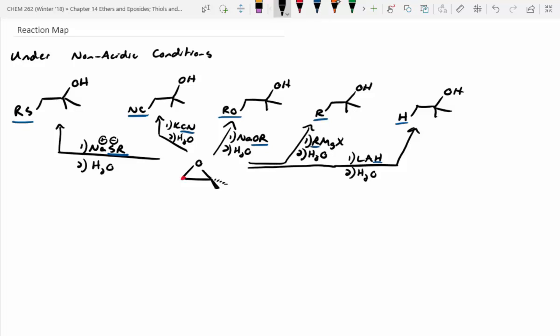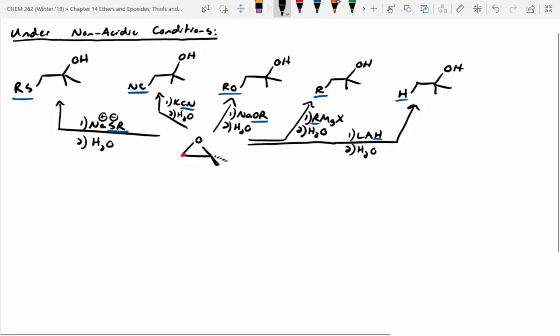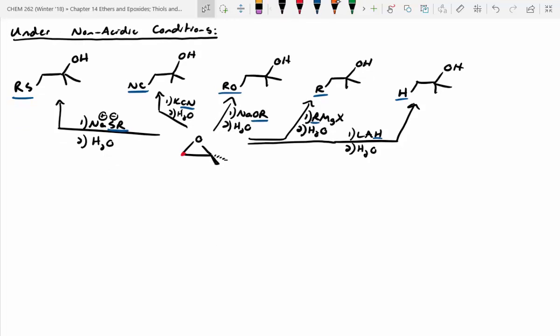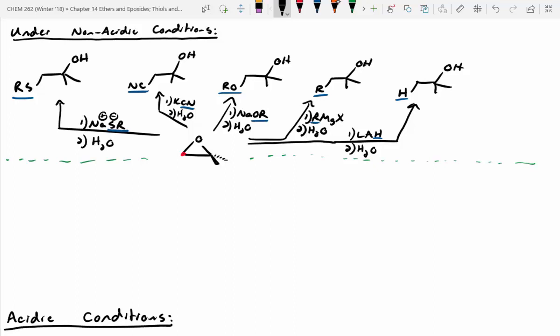All right, so this was one important half, the non-acidic conditions. However, we said we get completely different reactivity when we're dealing with acidic conditions. So what I'm going to do is cut this in half down here with a green line. And then below it, we'll do acidic conditions. All right, so same epoxide we're starting with.